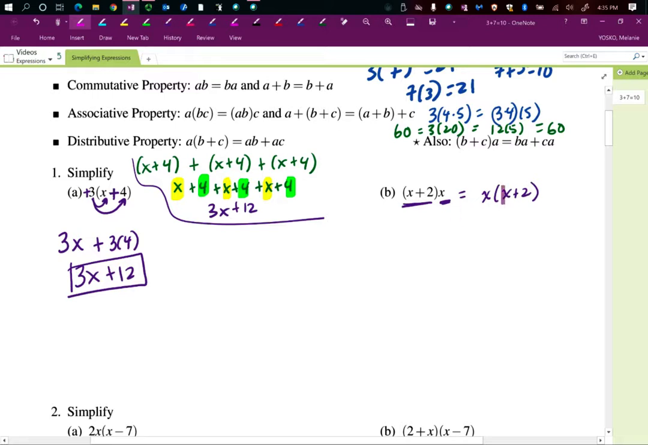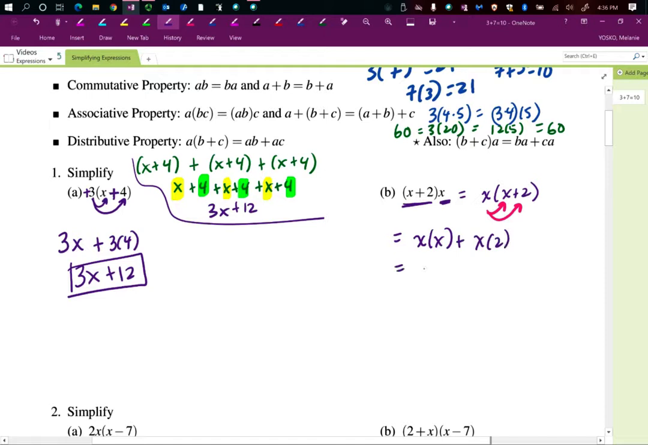And if you switch the order, you can see, hey, wait a minute. Now I can do the distributive property. I can take this outside x right here and multiply by both pieces inside. So when you do that, you end up with x times x plus x times 2.